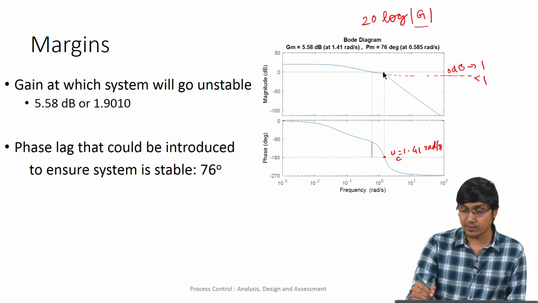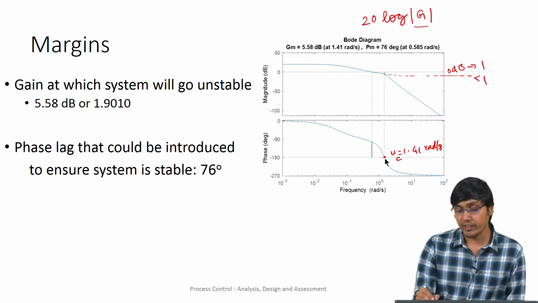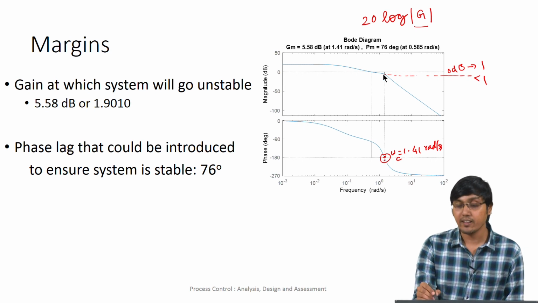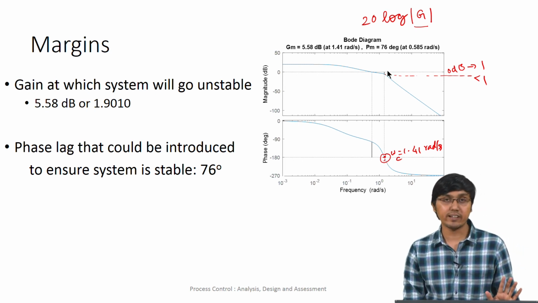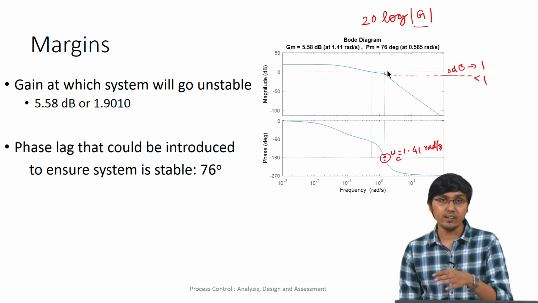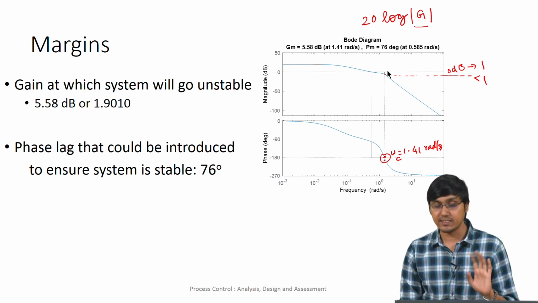So in this system, when the system is at the critical frequency, when the phase shift is minus 180 degrees, the gain is less than 1. So the system is stable. The first conclusion we can make is that the gain is less than 1, so the system is stable.